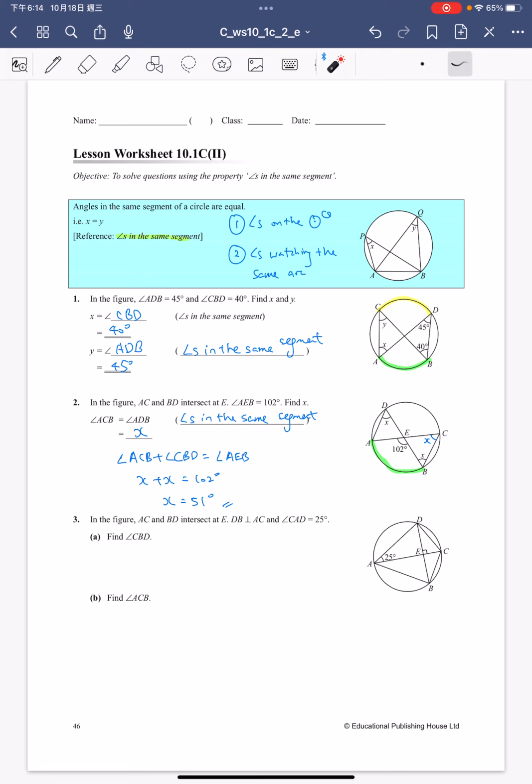First of all, we have AC and BD intersect at E. And then we have DB is perpendicular to AC. This means that this angle, this angle, this angle, and this angle, all 4 angles are right angles. And we have another angle, this angle CAD, which is equal to 25 degrees.